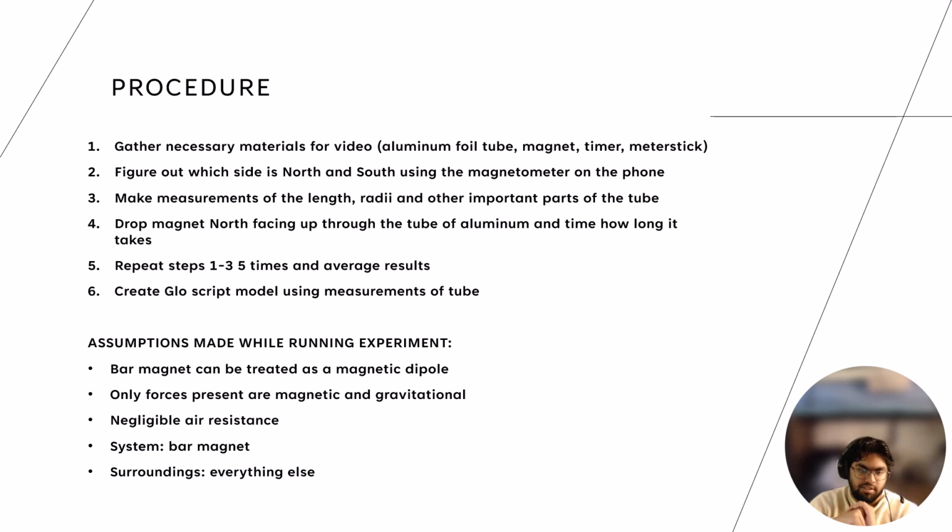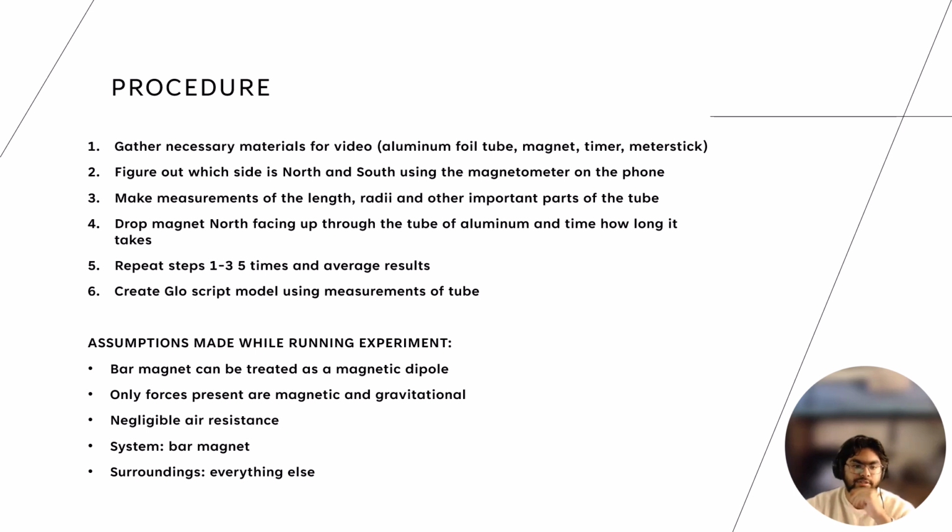You make the measurements of the time, as well as measurements on the aluminum foil to get the radius and the length and all of the important stuff from there. Then you repeat dropping it like 5 times, get the average from there, and that is how we got our experimental time. Then we created a glow strip model using the measurements of the tube to figure out what the ideal time should be.